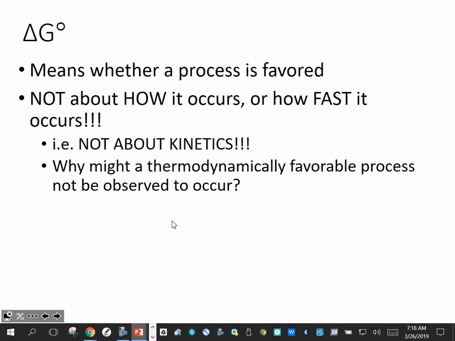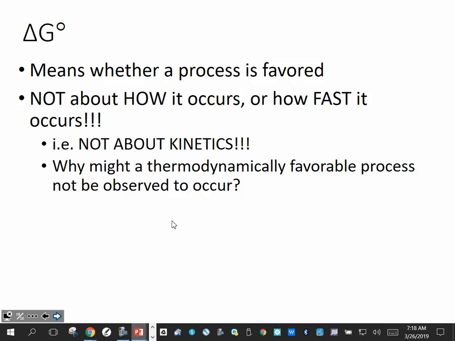So you cannot think thermodynamically about this. This is not a thermodynamics question. This is a kinetics question. So we want to answer in terms of kinetics, right? Why aren't you seeing a reaction happen even though you know it's thermodynamically favorable? That means that you're not allowed to talk about anything related to thermodynamics. No delta G, no delta H, no delta S, and certainly no temperature.